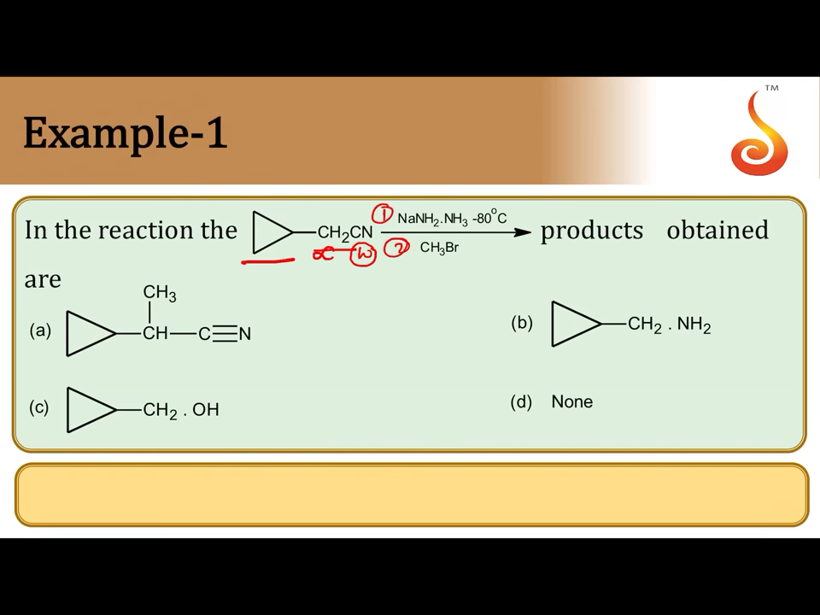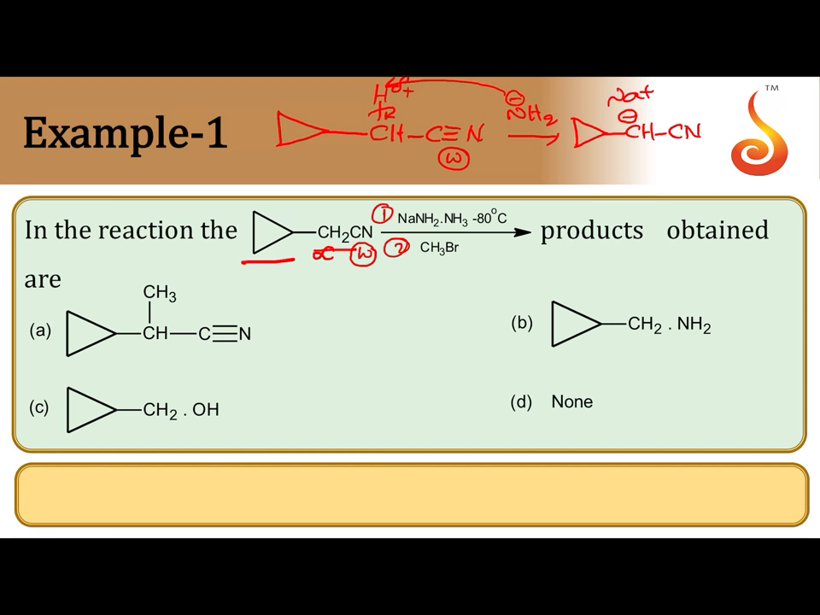Alpha hydrogen with respect to an electron withdrawing group becomes acidic hydrogen. So this CH hydrogen becomes acidic hydrogen since it is attached to an electron withdrawing group. So when it is reacted with a base, amide, NH2 minus takes the acidic hydrogen, and the CH bond pair is shifted onto the alpha carbon. The alpha carbon becomes a carbanion. Of course, Na plus may come closer to the CH minus.